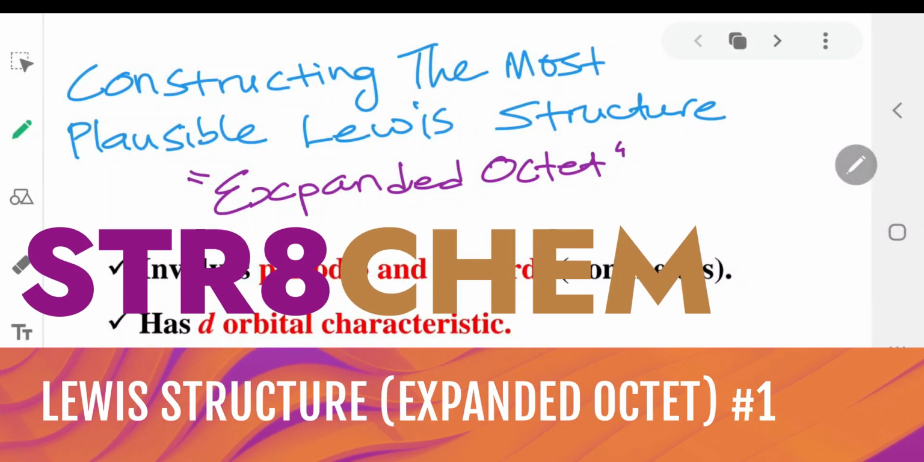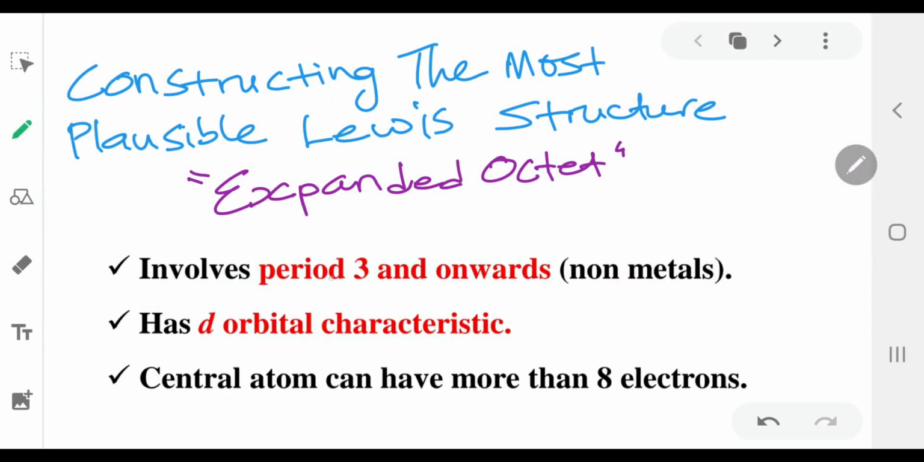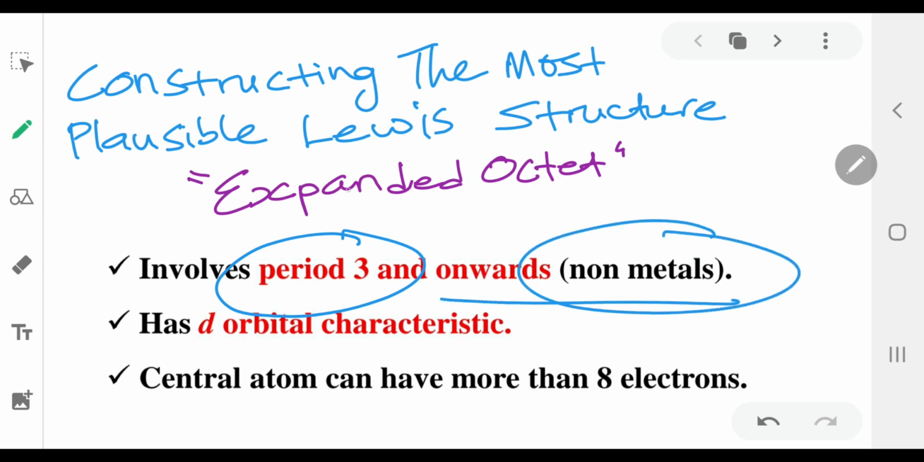Hi, so in this session of STR8CHEM, we're going to talk about how to construct the most plausible Lewis structure for expanded octets, okay? For a central atom that will be able to expand its octet to go beyond 8 electrons surrounding it, it must be from period 3 and onwards, which is non-metals. Okay, so far we have talked about central atoms on the second period on the periodic table. Therefore, those species will not be able to expand their octet.